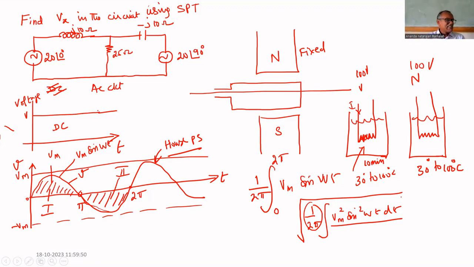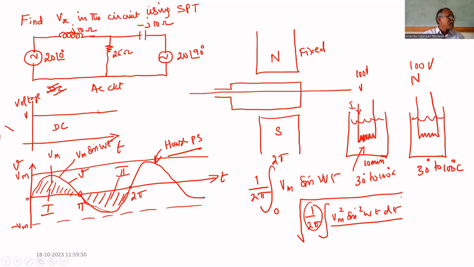These are all not required. If they give voltage, it means RMS value is given. Any voltage given in any problem, say 50 volt, is the RMS value. Don't think about maximum value or average value or other values. It is only RMS.